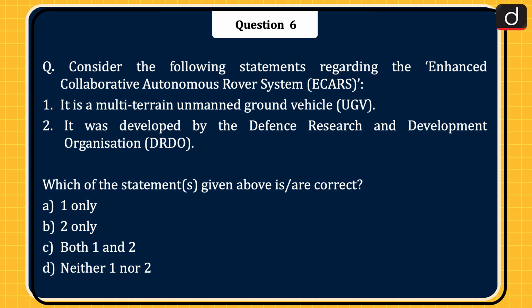Next question is, consider the following statements regarding the Enhanced Collaborative Autonomous Rover System or ECARS. 1. It is a multi-terrain unmanned ground vehicle. 2. It was developed by the Defense Research and Development Organization. Which of the statements given above is or are correct? 1 only, 2 only, both 1 and 2, or neither 1 nor 2? The correct answer is option A, 1 only.